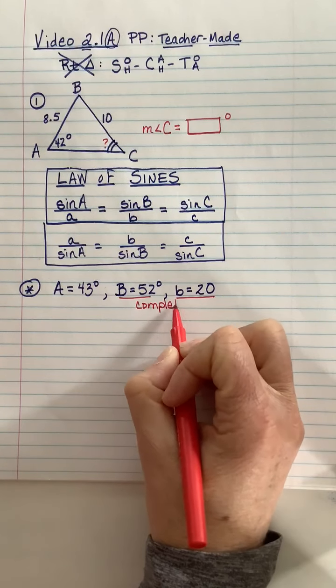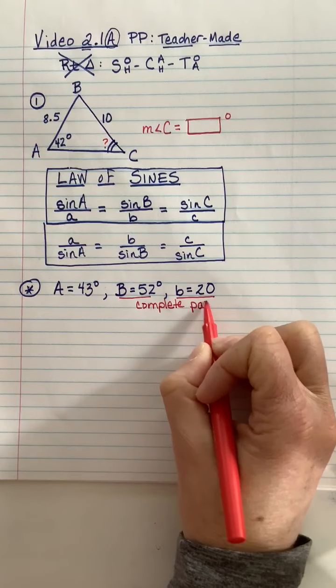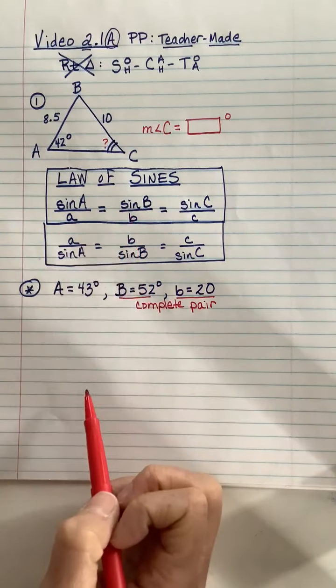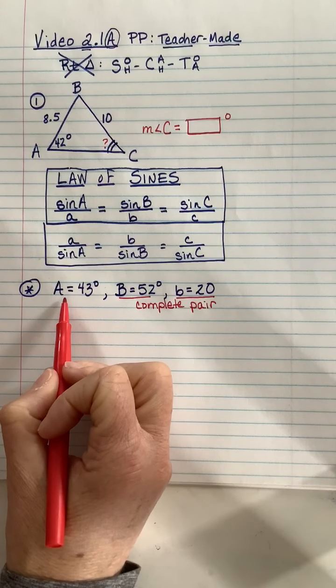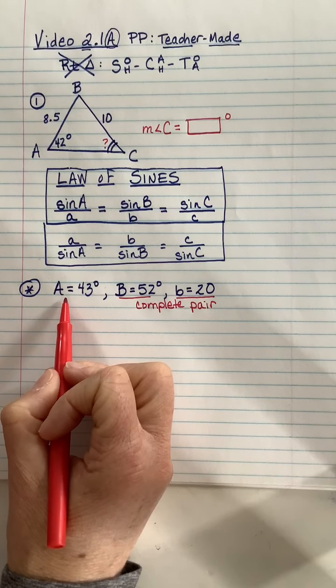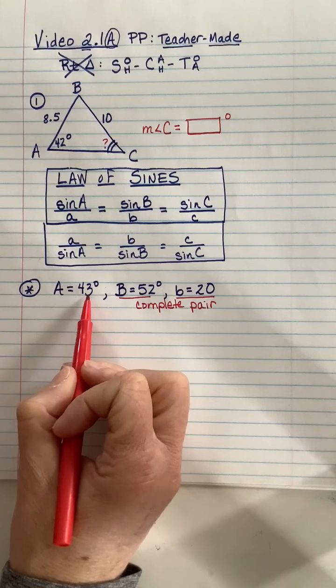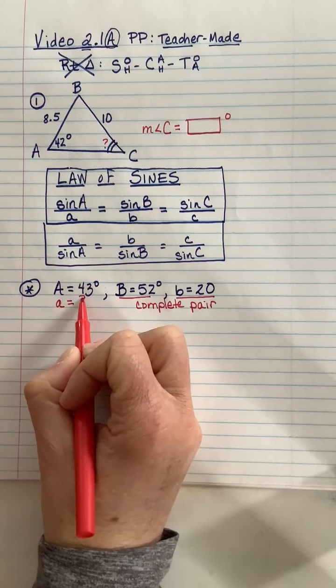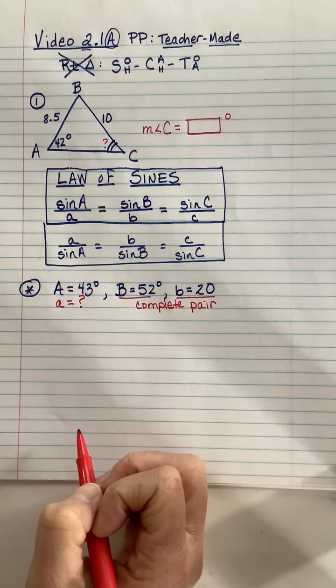So this is my complete pair that I look for, because I know that I have one of these completely, which means that big A is part of an incomplete pair. Who are we missing? If we have angle A, we could definitely find little a.